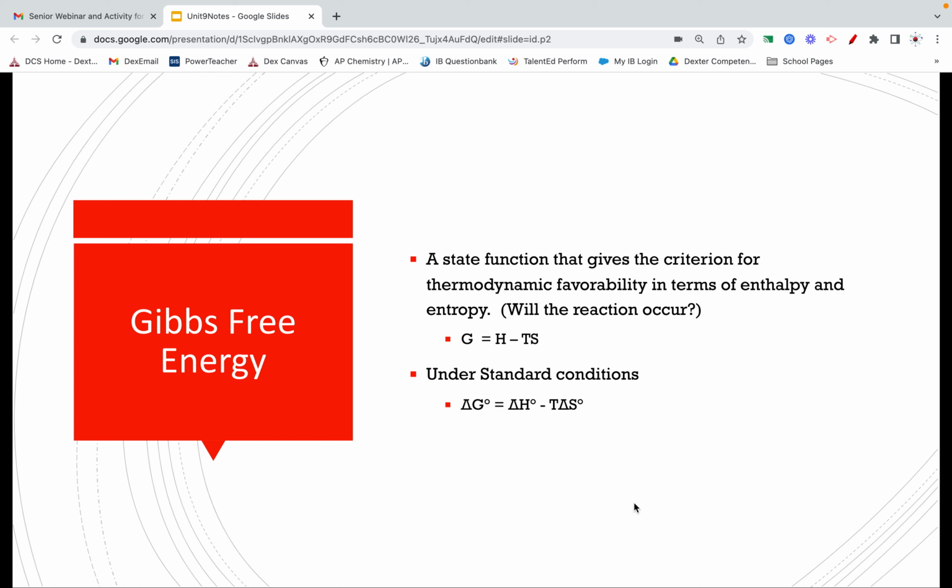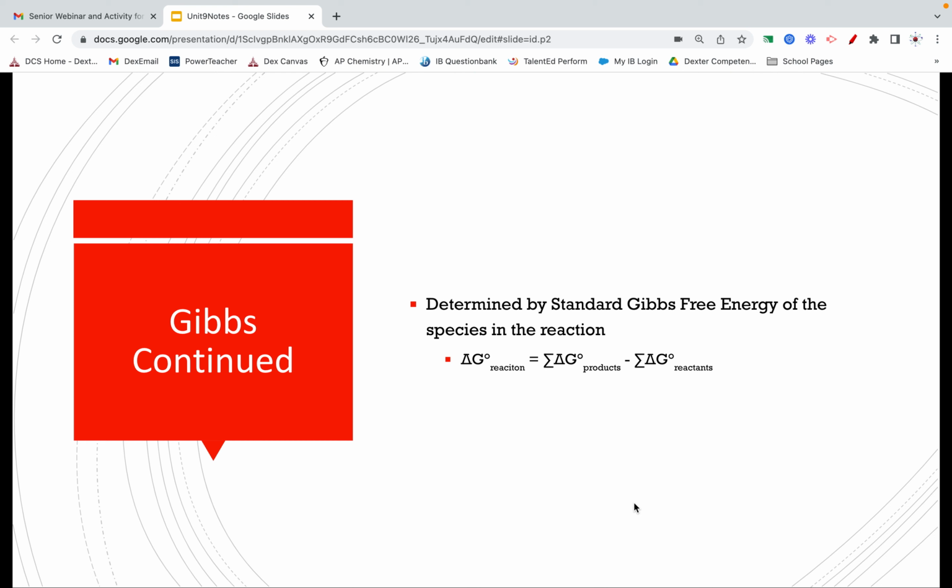Gibbs free energy compares our enthalpy, our temperature, and our entropy to discover whether a reaction is favorable. It's another state function. And it just tells us, will this reaction occur under the given circumstances? So under standard conditions, delta G is equal to enthalpy minus temperature times entropy. We could also find Gibbs free energy based upon standard free energies of different species within the reaction.